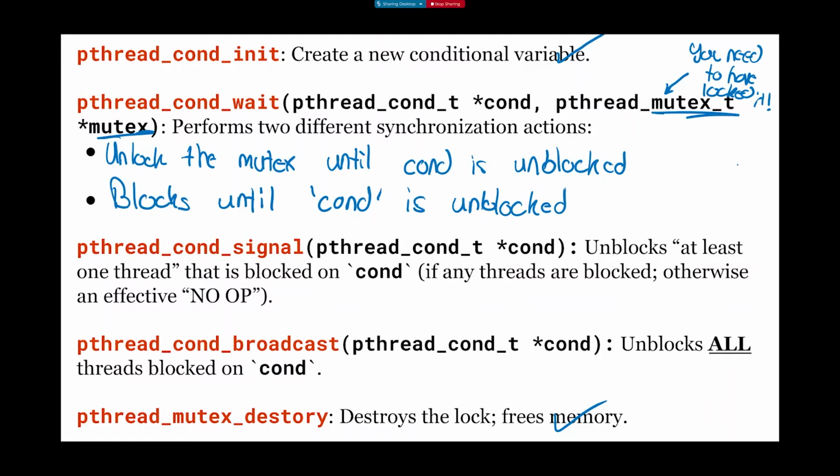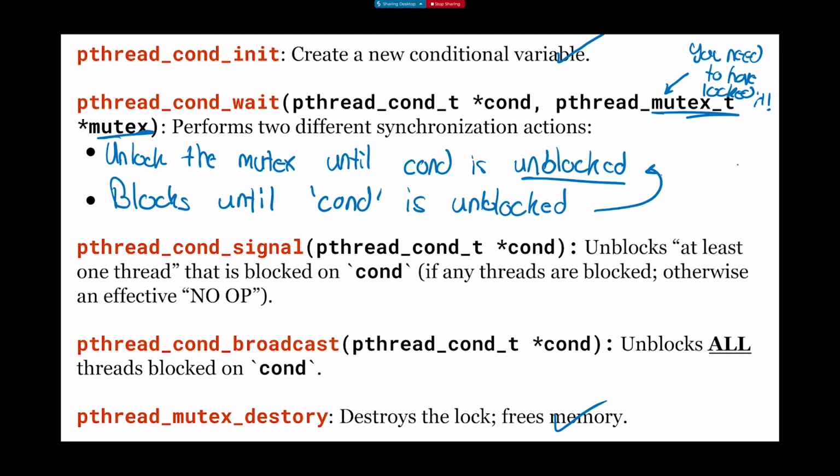So it only unlocks the mutex until the condition is unblocked. As soon as the condition is unblocked, it's going to get back the lock. So even though internally it's giving up the lock, you're going to keep this code inside of a mutex lock block.